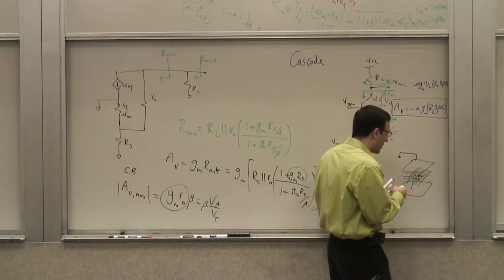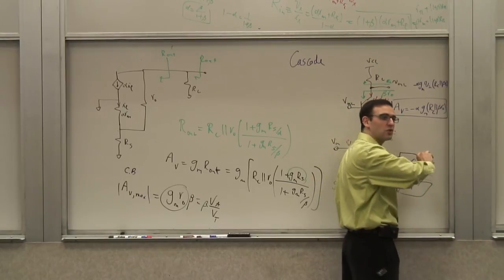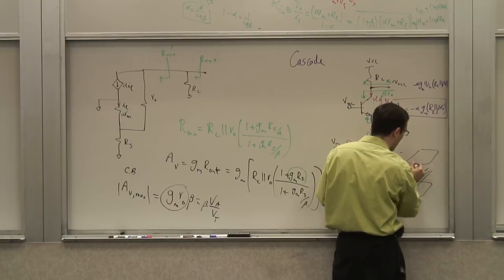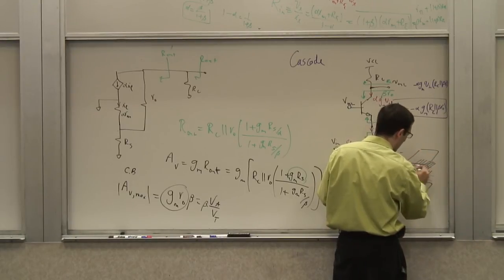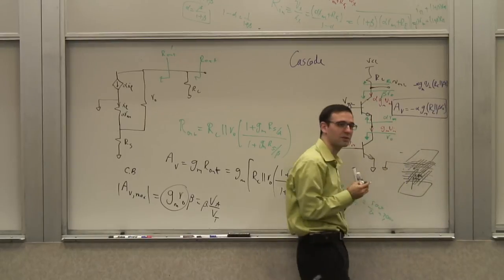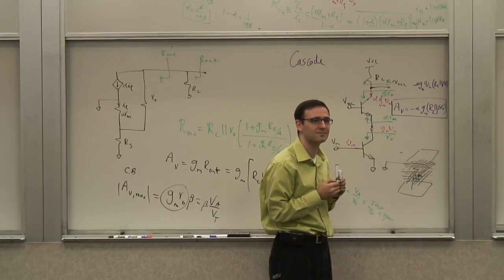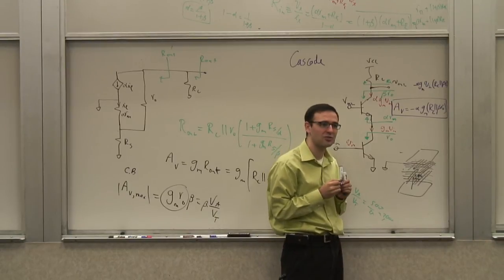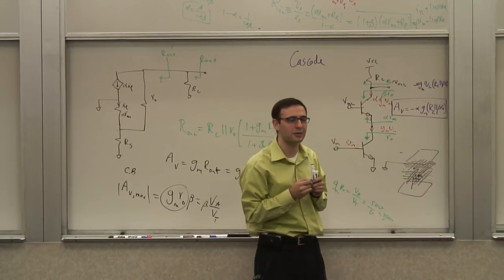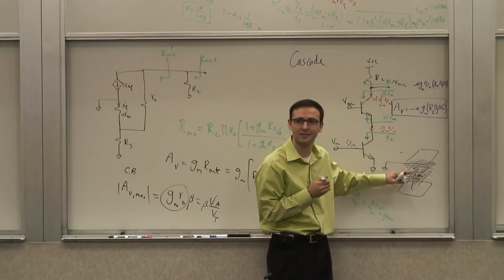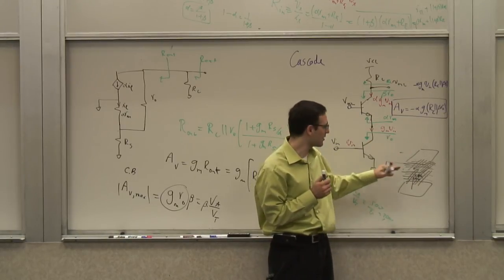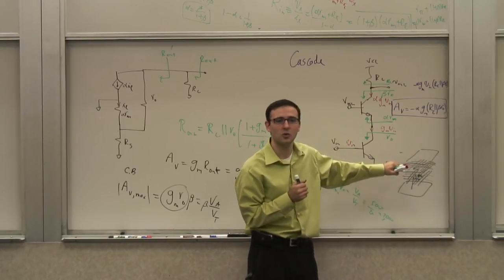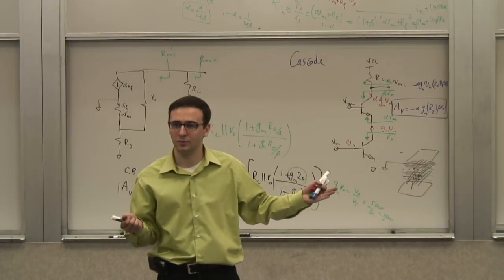Now, the way they got around that was to shield the grid somehow from this by introducing a fourth terminal, another grid which was kept at a constant potential. It's called a cascoded cathode, because it cascoded cathodes. This is called a tetrode, because it has four terminals. So it was called a cascoded cathode, or for short, Cascode.